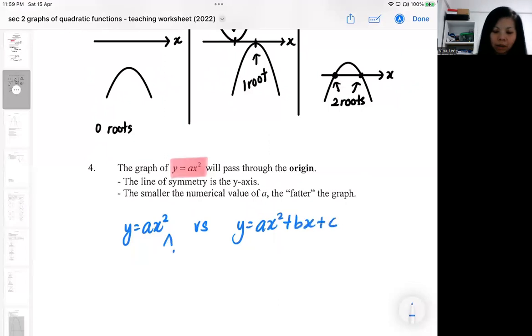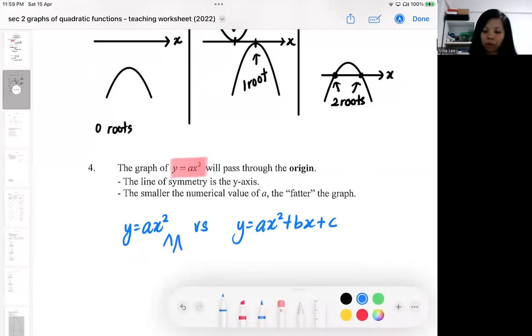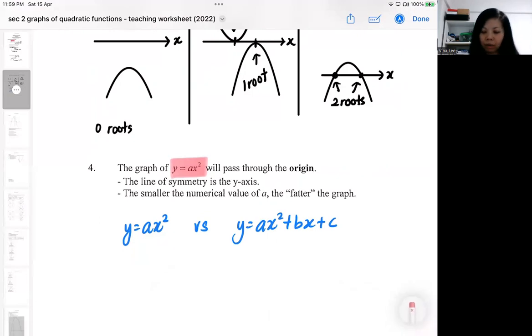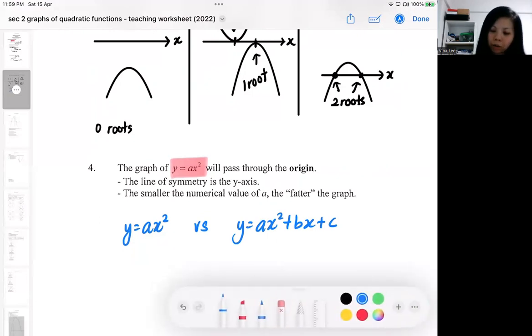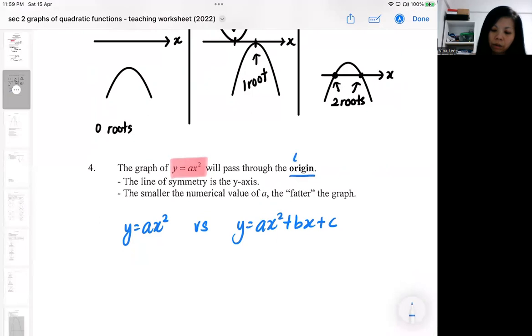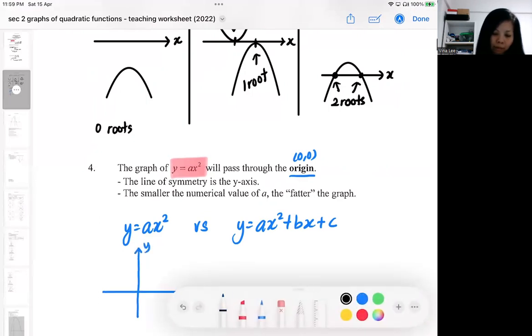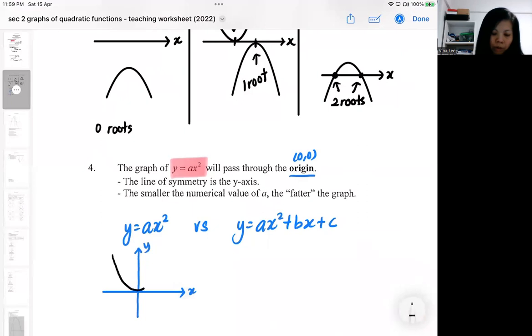you realize that it doesn't have the coefficient of x, it doesn't have the constant term. So when it doesn't have the coefficient of x or the constant term, it will definitely pass through the origin. The origin is (0, 0). So it will surely pass through the origin, looking like this.